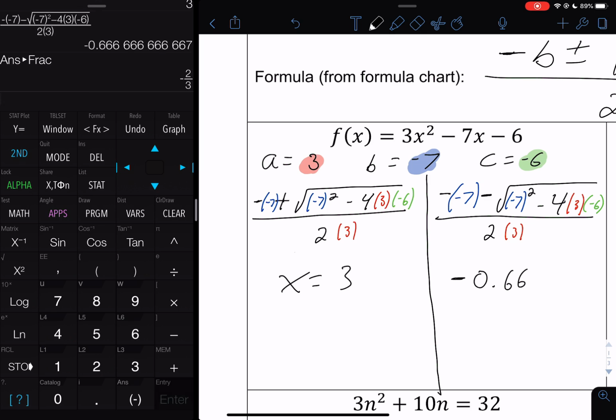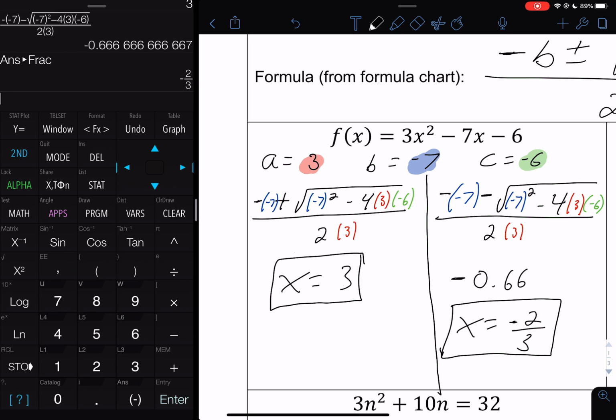Okay. I don't know if we can convert this to a fraction. Let's see. Let's give it a try. And yes, we can. So x equals negative 2/3. And these are the two times this function touches the x-axis.